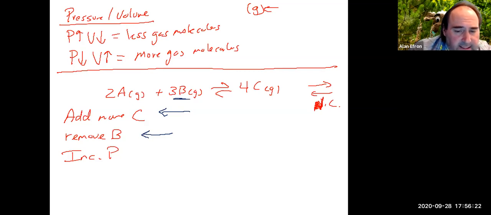And lastly, here we are increasing the pressure. So again, we're increasing the pressure. That means the volume should be decreasing. And again, what you want to think about is small volume means fewer gas molecules are needed.